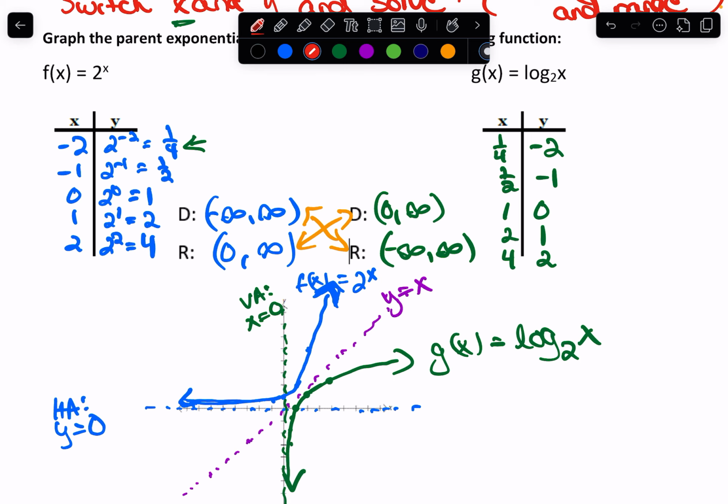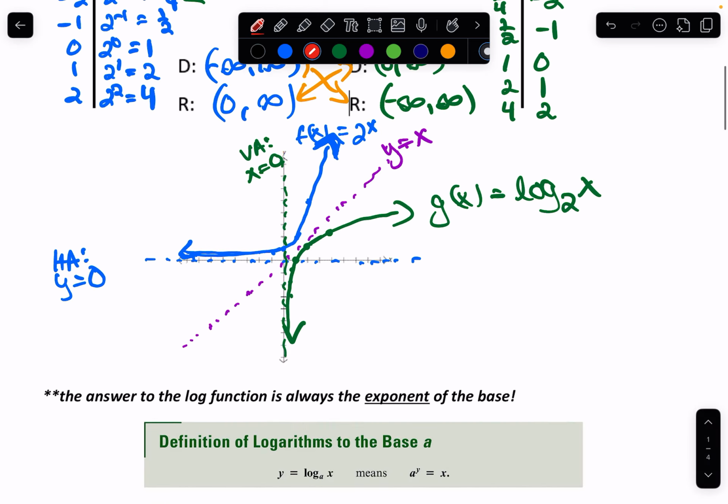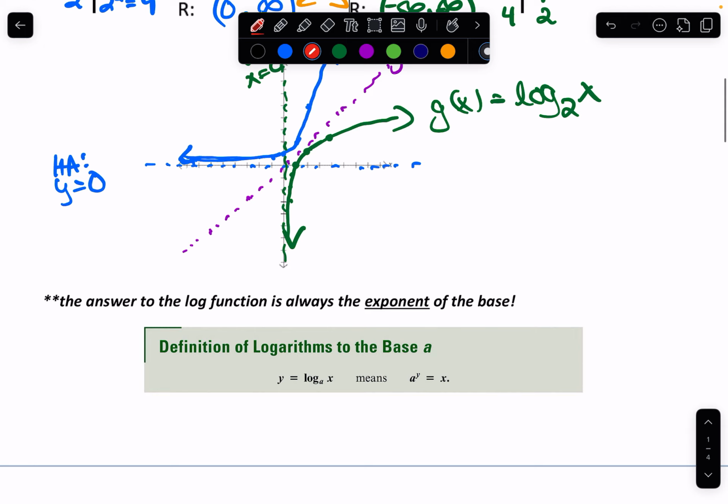Now, let's get the definition of a log. So the answer to the log function is always the exponent of the base. That is the answer to the log function. So if we have a base a, y equals log with a base a of x, that means that a to the power of y equals x.